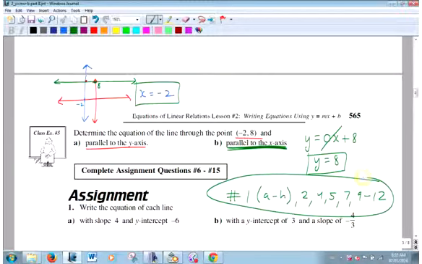Okay, so like I said, we spent 2 days on this one, but the next two equations we're only going to get 1 day on. General form and slope intercept. No, that's the one we did today. Slope point form is the other one.